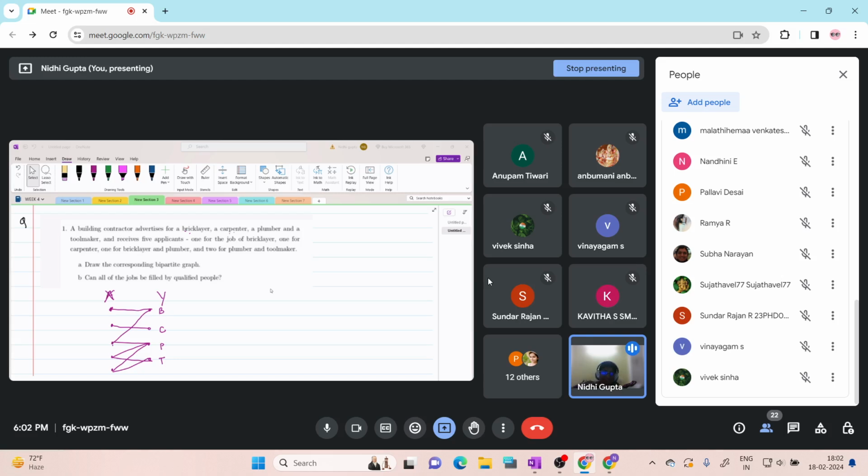So it is asking for a matching which saturates either X or Y. Can all the jobs be filled by qualified people? So we have to saturate Y first, because we are asking if all the jobs can be filled. The question is asking that for each job can we find at least one person. So do you think this bipartite graph has a matching that saturates Y? Yes or no? If the answer is yes, then the answer to B will also be yes.